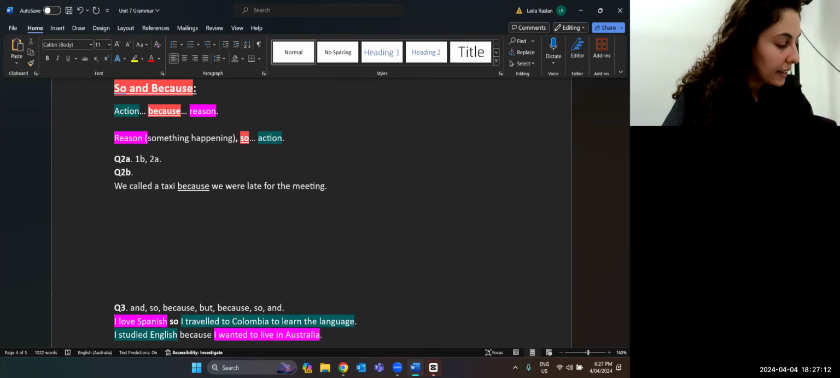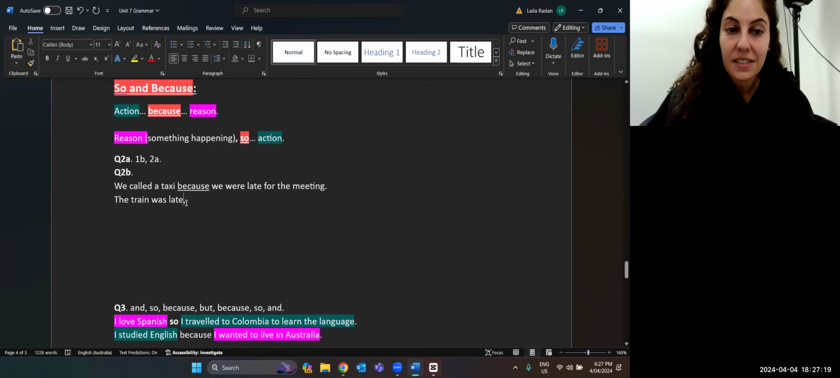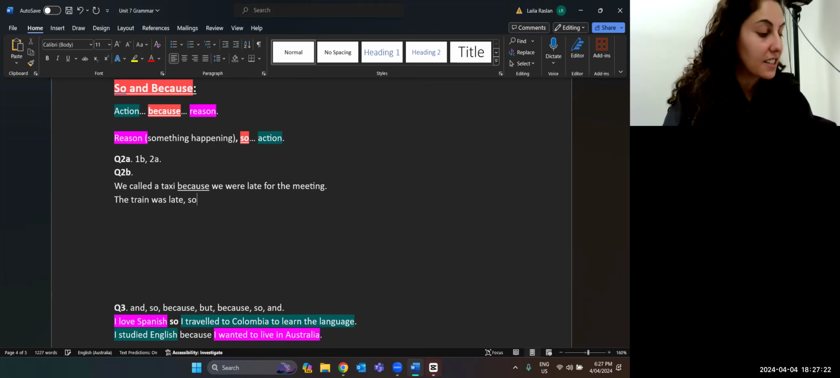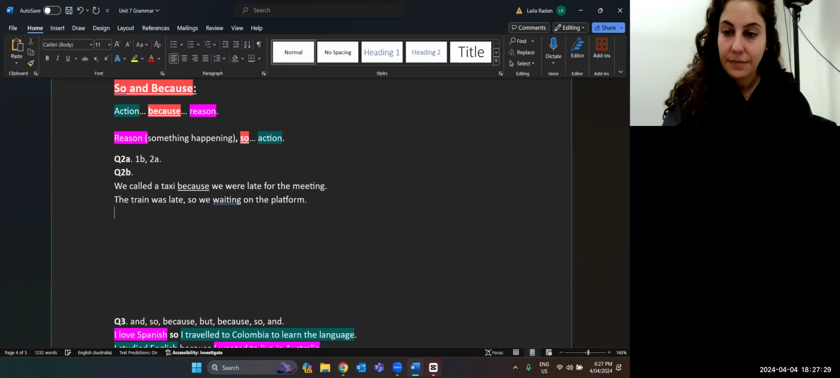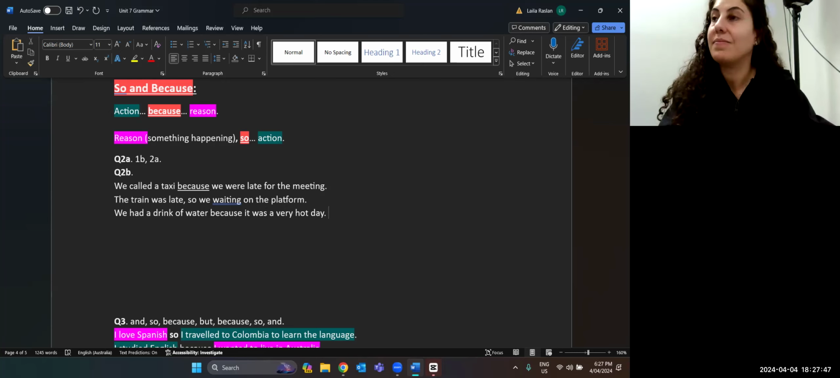Number 2B, for number 2: the train was late, comma. So you can see that there's a comma. So you should automatically see, so you have to say, so we waited on the platform. Number 3: we had a drink of water. That's an action because I did something. I had a drink of water and I want to say why, because it was a very hot day.